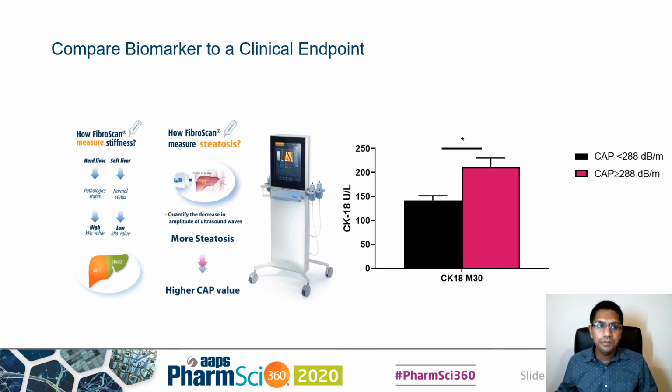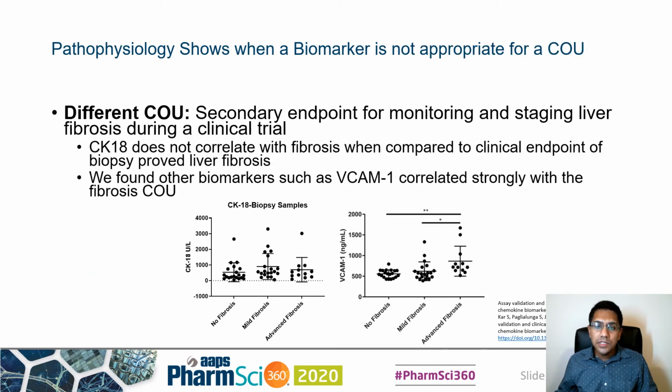The reason defining a context of use is important is because it helps you know which biological pathways to target for biomarkers. When the appropriate pathway is not chosen, the biomarker will not fit the context of use when it is compared to the clinical endpoint.